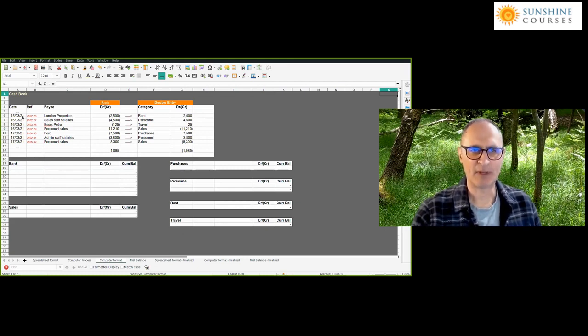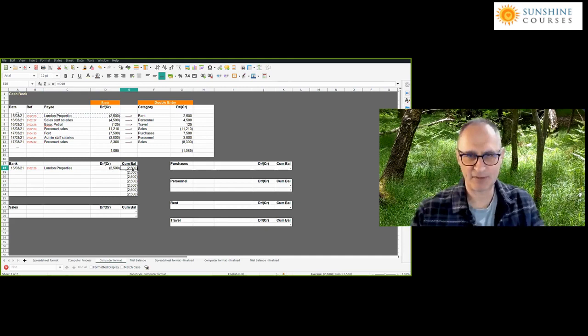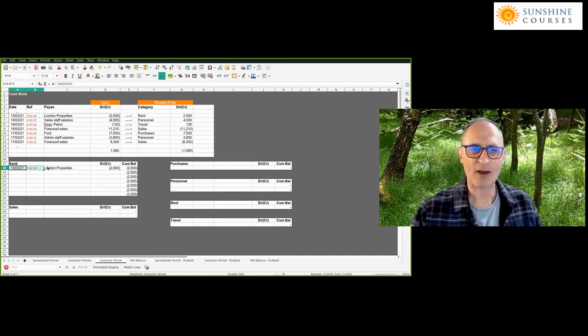So the first payment of £15,000, I'm going to post straight to the bank. Straight away posted my credit, and I've got my cumulative balance of minus £2,500. That's simply the way I've set this up. That's the way computers work. I now have to show the debit. So the computer says, I've posted my credit.